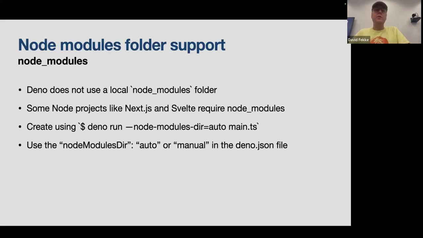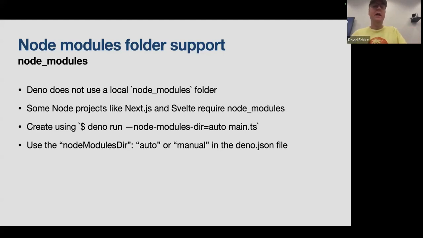As far as the node_modules folder support, Deno does not use a node_modules folder by default. There is a folder where it gets cached. I don't remember it off the top of my head, but I believe on the Mac it's in the library folder. They keep a Deno folder where they cache all the modules. So when you're pulling down your modules, it will install them in this one location, and all of your applications will use that. Some Node projects like Next.js and Svelte require a node_modules folder, so they do support that as well.